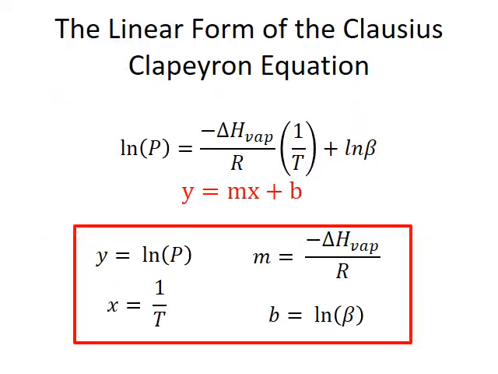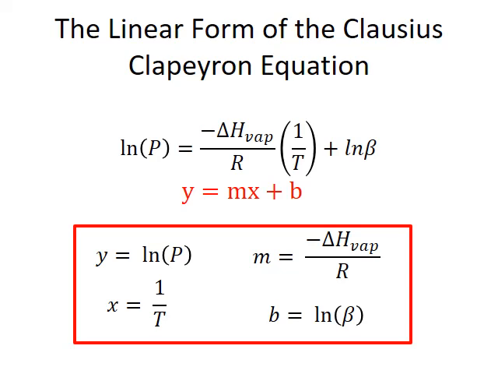The standard form for the equation of a straight line is y equals mx plus b, where m equals the slope and b equals the y-intercept. In our rearranged form of the Clausius-Clapeyron equation, y is the natural log of vapor pressure, x is the inverse of temperature in Kelvin, or 1 over T. Our slope is m, which is the negative of the enthalpy of vaporization divided by the ideal gas constant R, and the y-intercept b is equal to the natural log of beta.